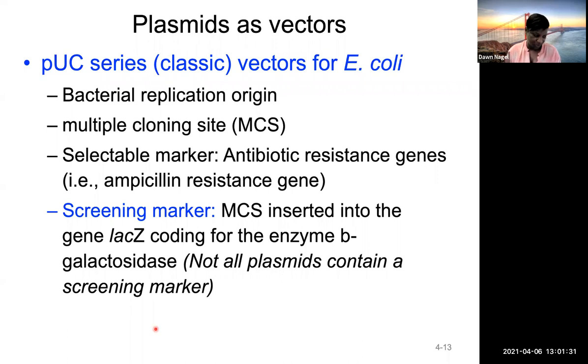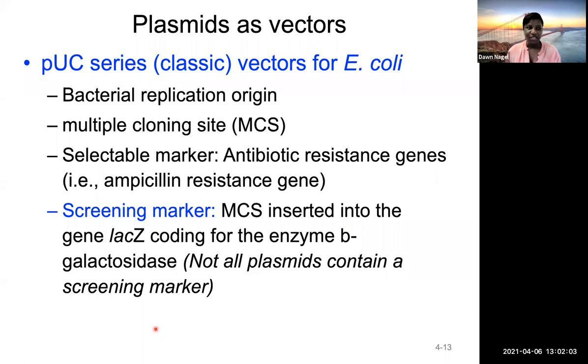The plasmids that we use as vectors all initially were created from a very classic series, which is called the PUC series of vector for E. coli. Do you guys have any idea why it might be called PUC? So P stands for plasmids, and UC stands for the University of California. Okay? Yeah. Okay. So someone did say, yeah, it's from the University of California.